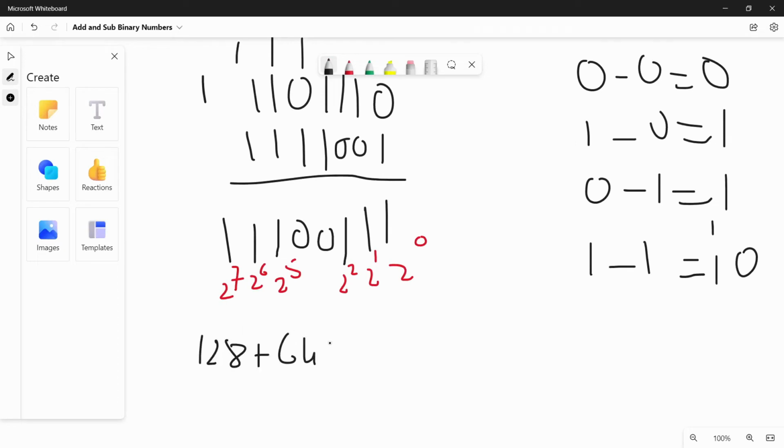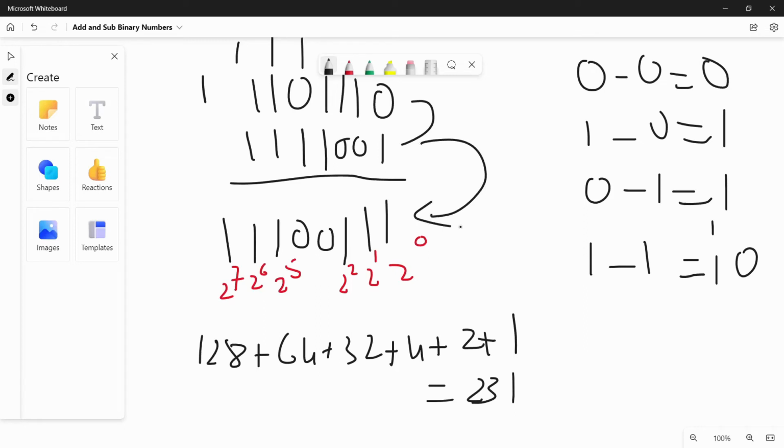So 128 plus 64 is 192, plus 32 will be 224, plus 4 will be 228, plus 3 will be 231. So 110 plus 121 is equal to 231.